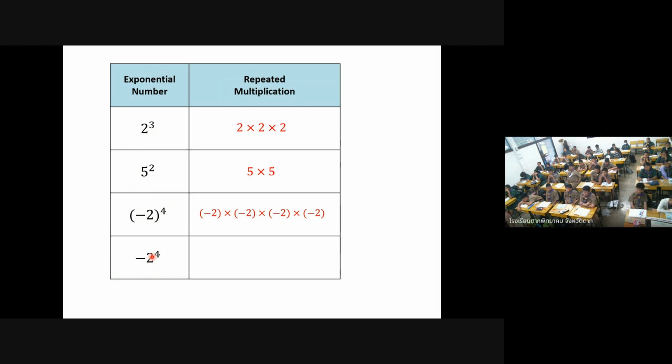Okay? But how are we going to write it as repeated multiplication? That would be negative times the quantity of 2 times 2 times 2 times 2. Again, this one, the base is positive 2. This one, the base is negative 2, because it's inside the parentheses, meaning all of this is part of the given. We're raising it to the power 4. Unlike this one, only 2 is raised to the power of 4 and the negative is not. That's why we put the negative outside.